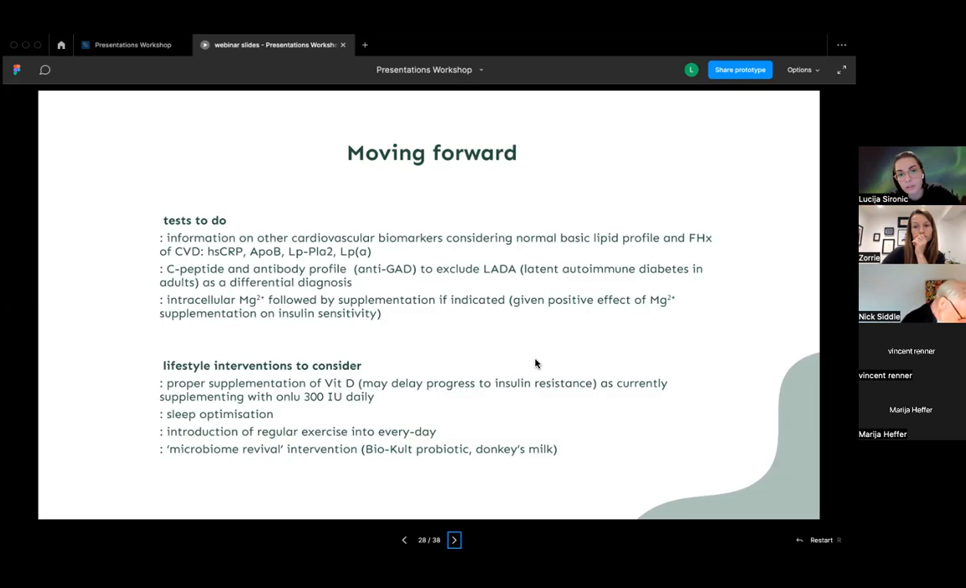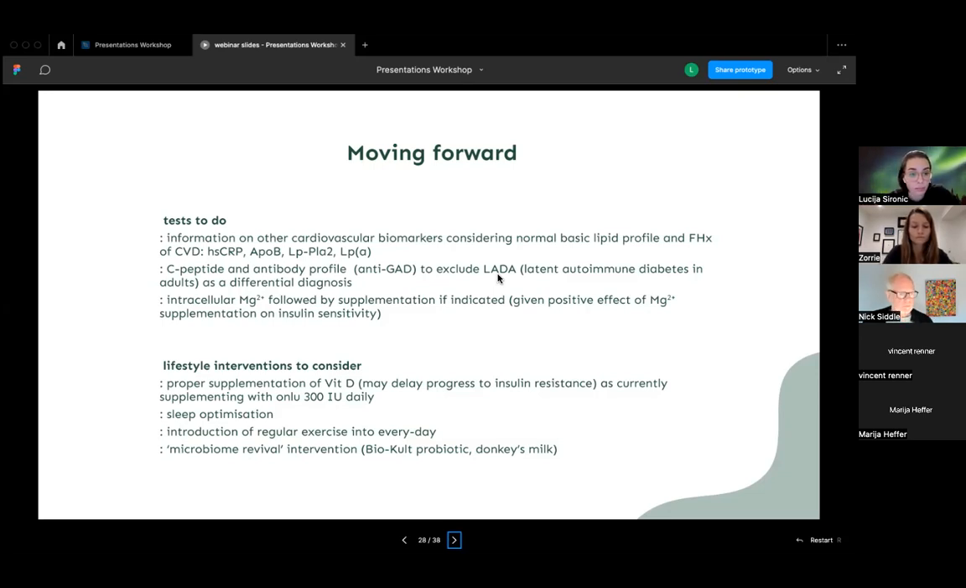Because of her HbA1c jump, we might also need to think about whether this is some kind of progression to pre-diabetes and diabetes, or is there anything autoimmune going on? So in her case, it would be good to exclude latent autoimmune diabetes in adults, and there are separate tests that she can do for that. And it would also be worth measuring her intracellular magnesium, for reasons I will mention in a bit.